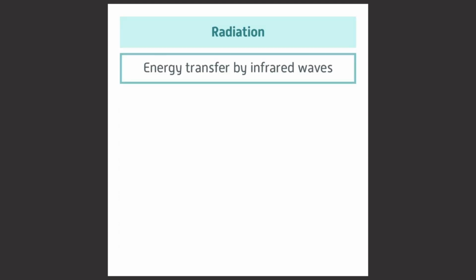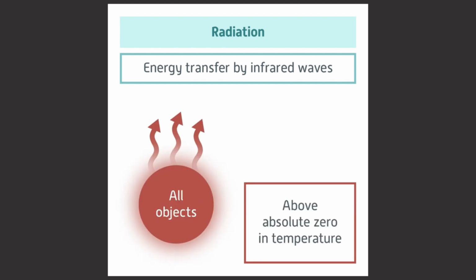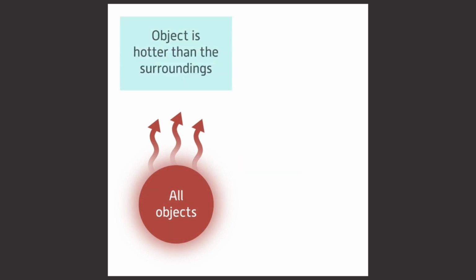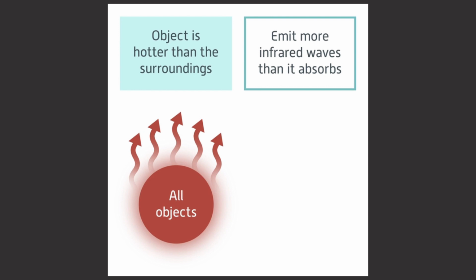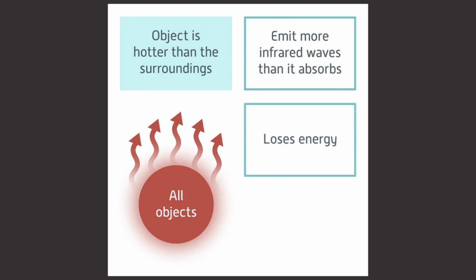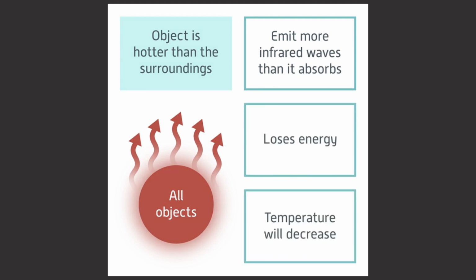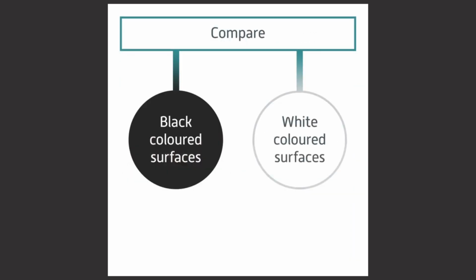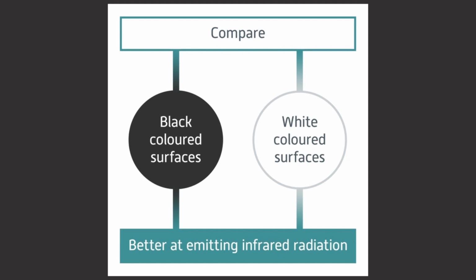Radiation is energy transfer by infrared waves. All objects above absolute zero in temperature will emit infrared waves. If an object is hotter than the surroundings, it will emit more infrared waves than it absorbs, so it loses energy and its temperature will decrease. For the first investigation, we will compare whether black or white-colored surfaces are better at emitting infrared radiation.